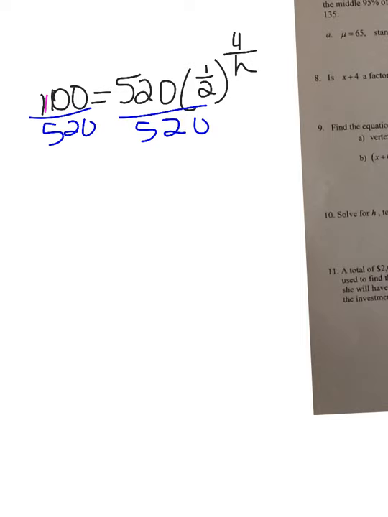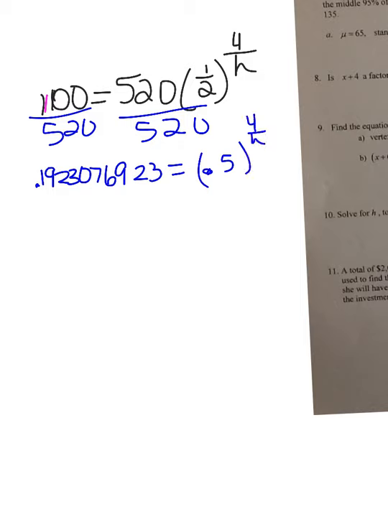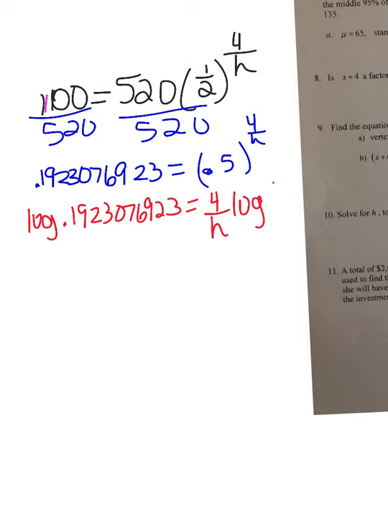Do 100 divided by 520. And you get a nice decimal, 0.1923076923 equals, I'm going to change my half to 0.5, to the 4 over h power. Now I'm going to use logs. So it's log 0.1923076923 equals, exponent goes in front of the log, 4 over h log 0.5.